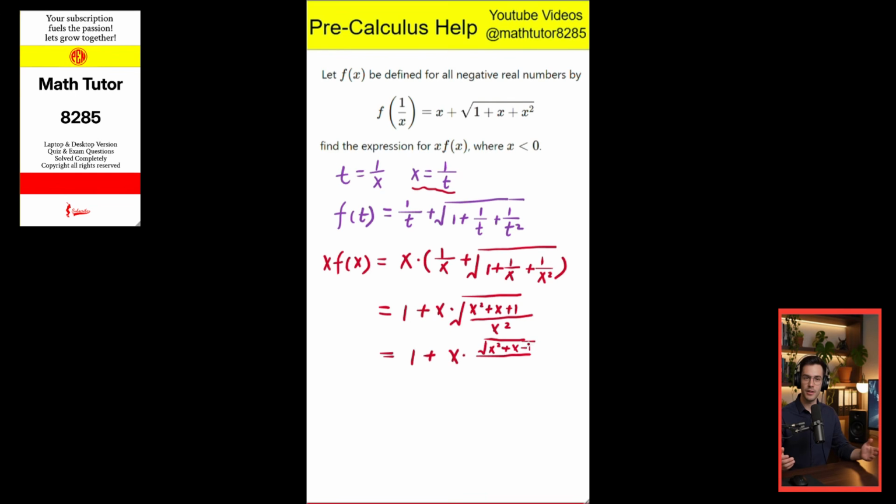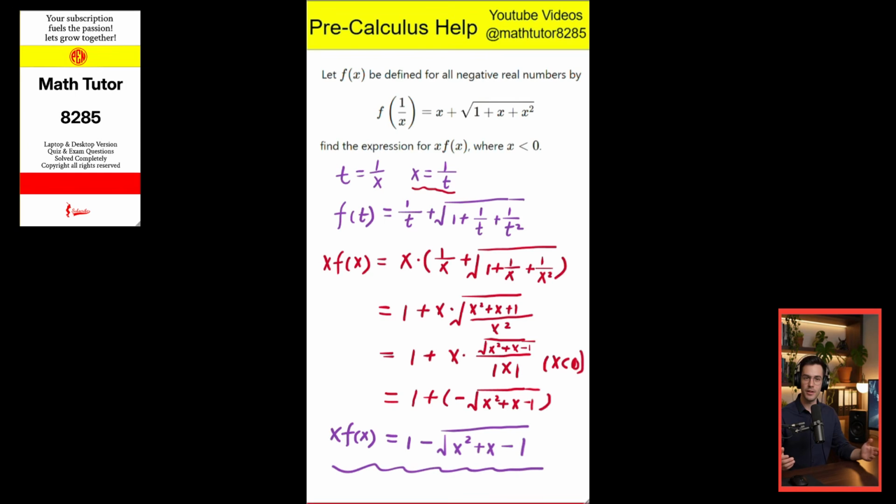That simplifies to the square root of x squared plus x plus 1, divided by the absolute value of x. But since x is negative, dividing by its absolute value flips the sign, so we end up at the negative of the square root of x squared plus x plus 1. Finally, we combine the two terms, 1 minus that square root. When a function is written in terms of 1 over x, try changing variables first. It often makes the expression easier to handle.